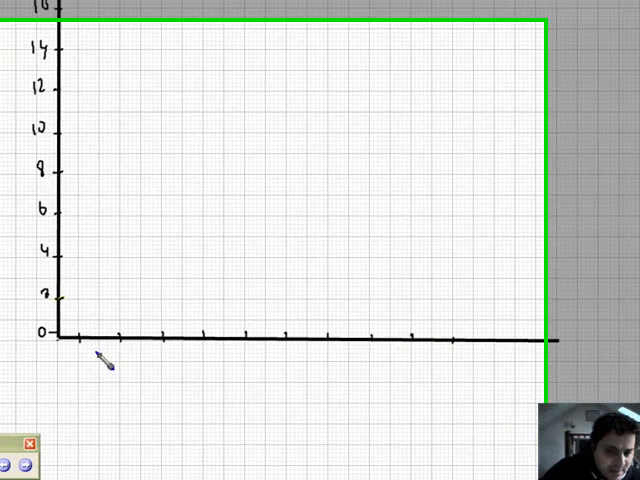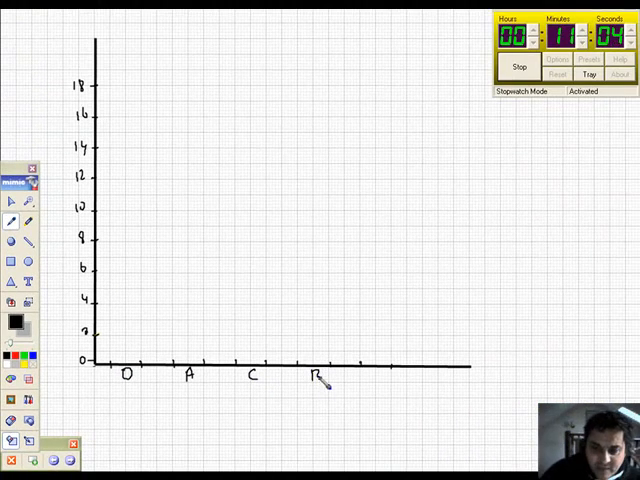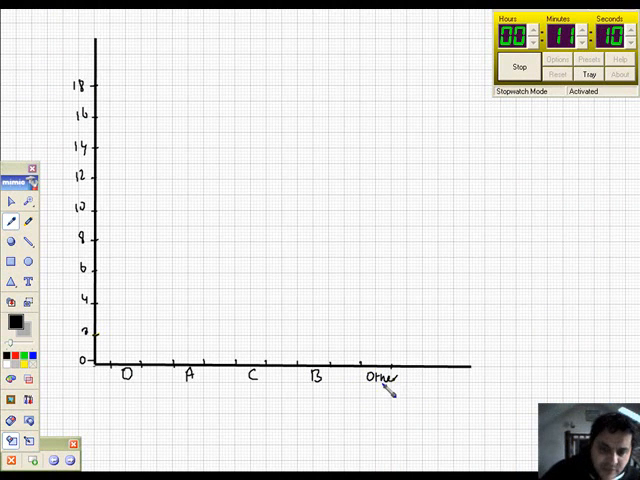So let me just label it. O for orange. Then we're going to have A for apple. Then we're going to have C for cranberry. Then we're going to have B for blackcurrants, and I'm going to put other there so I don't get confused with the orange. Alright, so now I've got to try and do some nice little bars. Let's change colour so it stands out nicely. And apparently I need to get this one here.